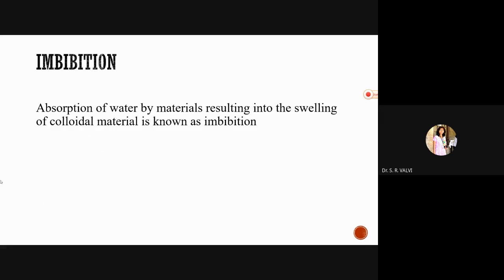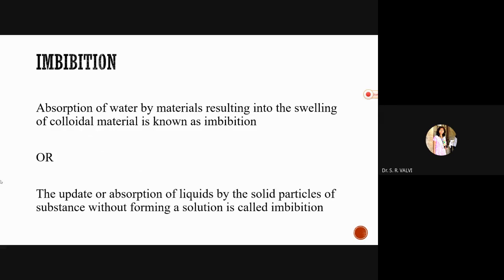Except these two materials, no imbibition process occurs in any other material. For example, take any steel material, no imbibition. Or for example, take any cloth, no imbibition. So imbibition occurs only within germinating seeds and in wooden material. Or the second definition: the uptake or absorption of liquids by the solid particles of a substance without forming a solution is called imbibition. Now see what the second definition tells.